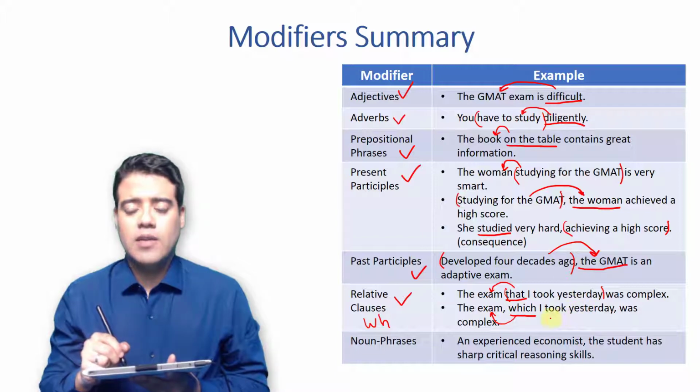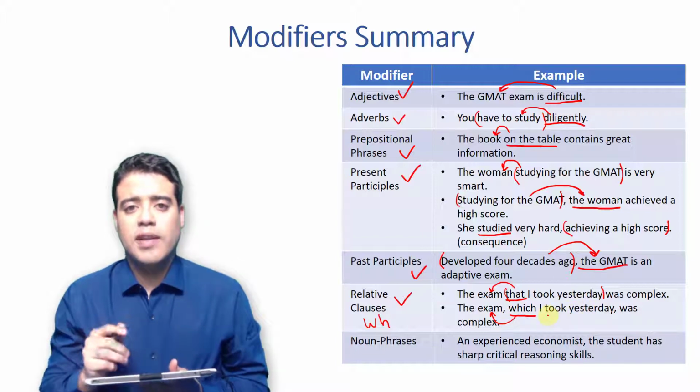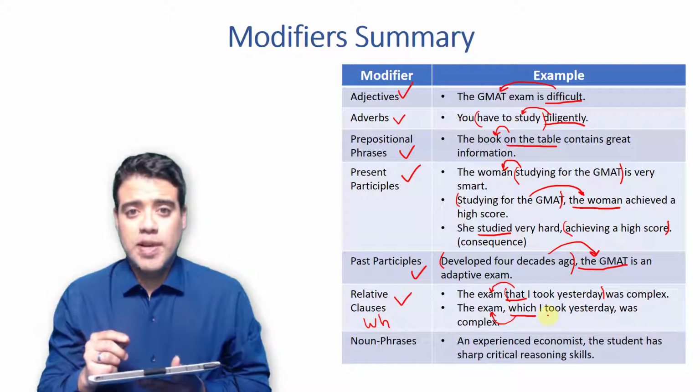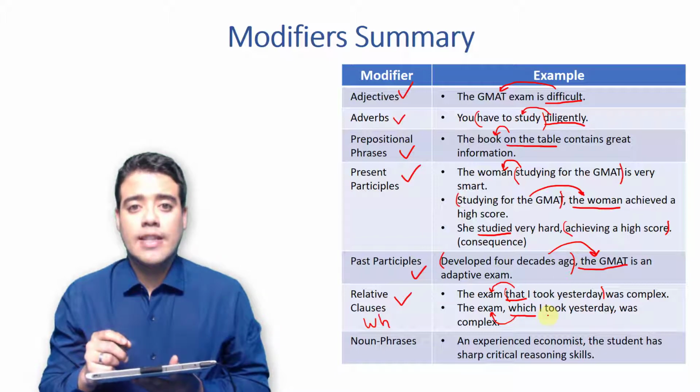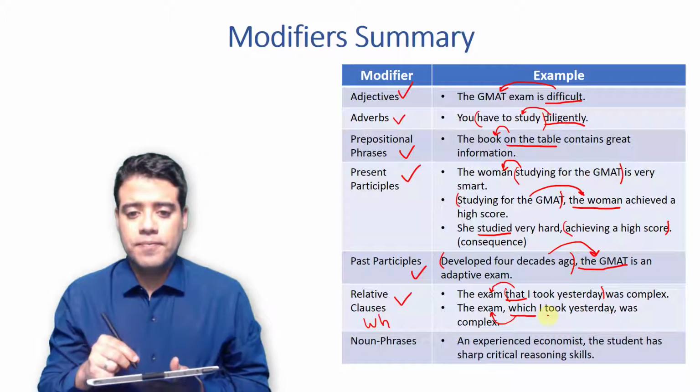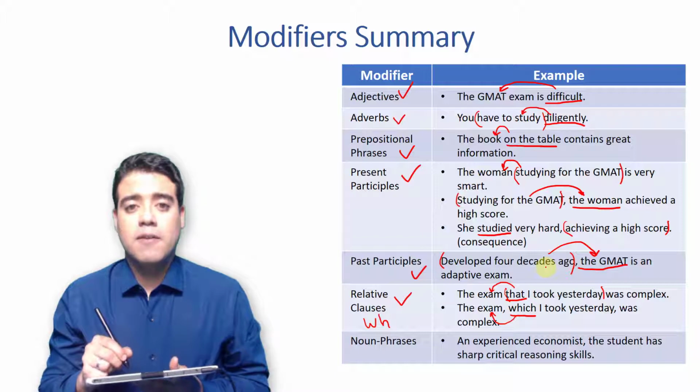The difference is that a which clause is always between commas. It is considered a non-essential modifier. A that clause, when it modifies a noun, cannot be set off by commas.